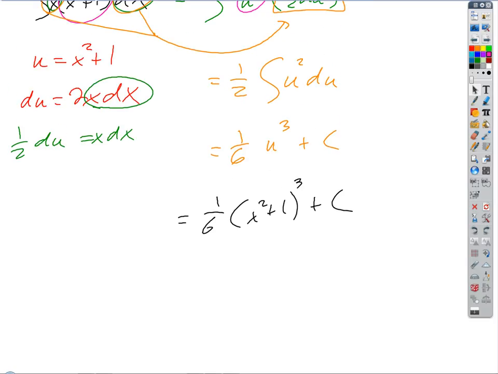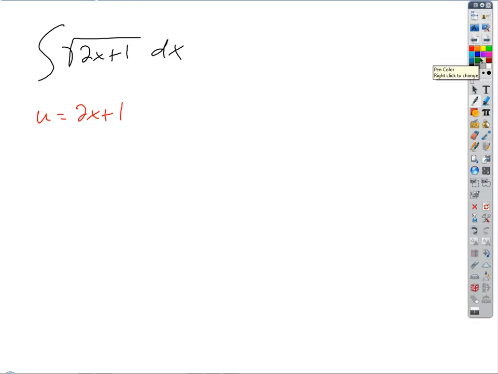Okay, try this one. Okay, what's my u this time? 2x plus 1. So u equals 2x plus 1. Then what's du going to be? 2 dx. Okay, but we don't have a 2 dx.